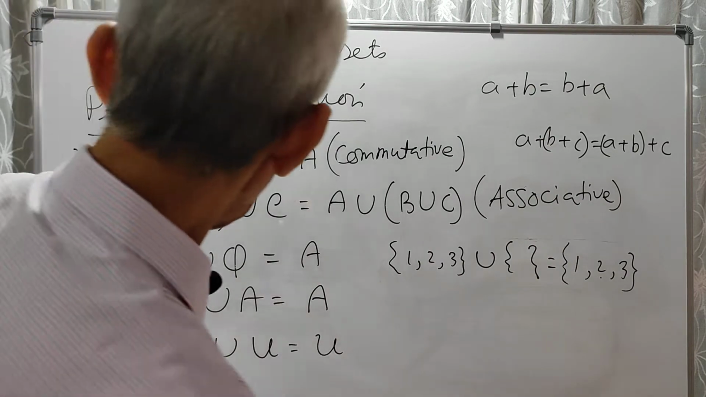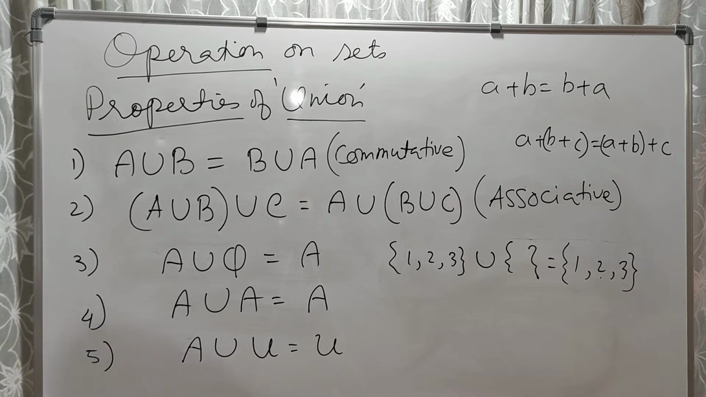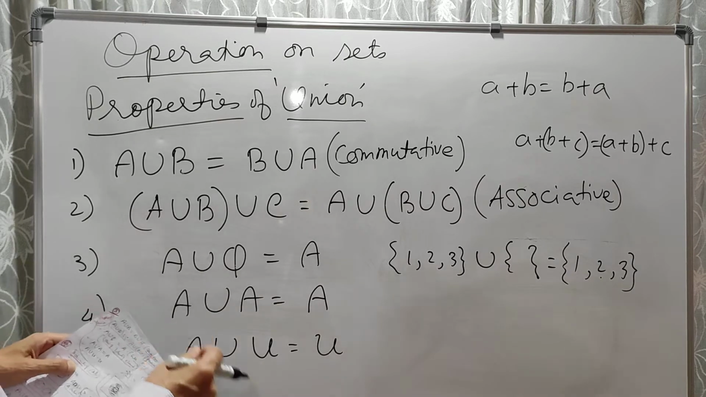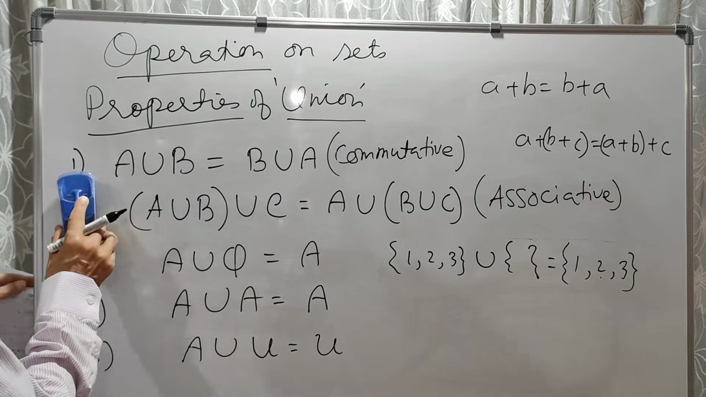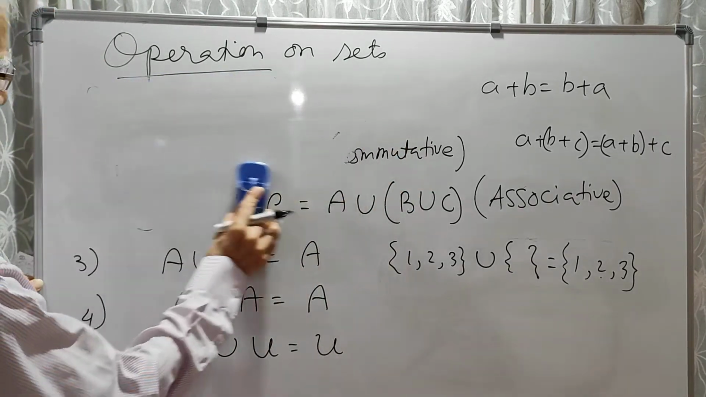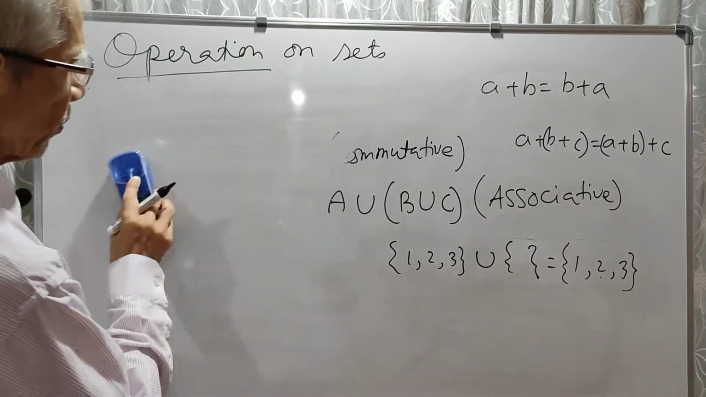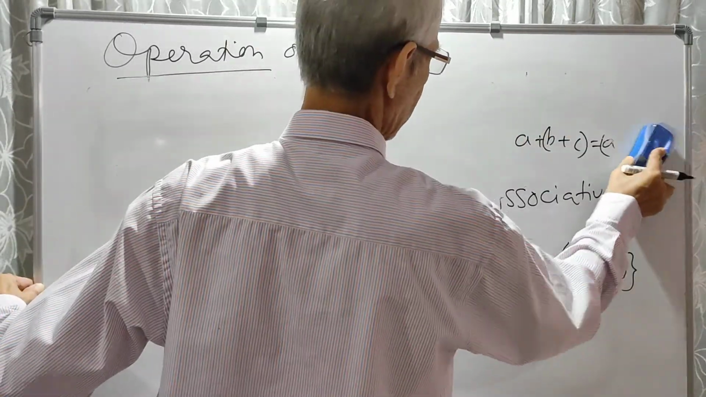Now we'll go to intersection of sets. First we did union of sets, now we'll go to intersection of sets, the second operation. We are discussing operations on sets, so the next operation will be intersection.